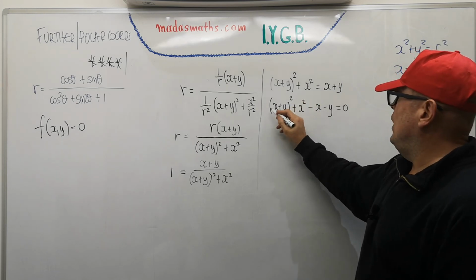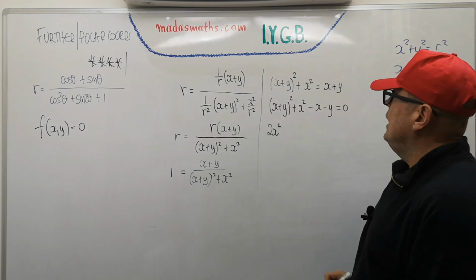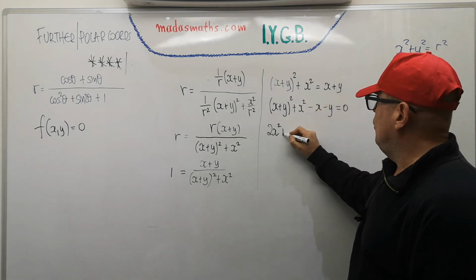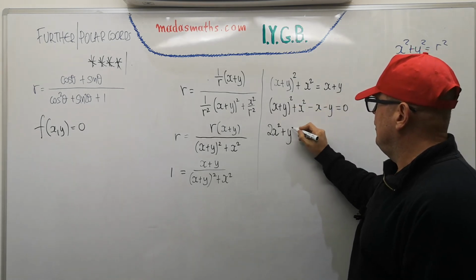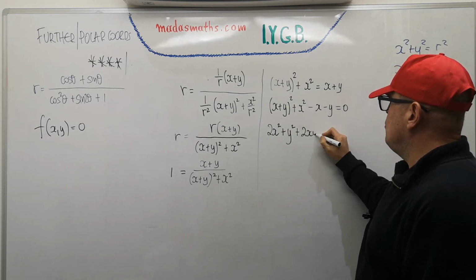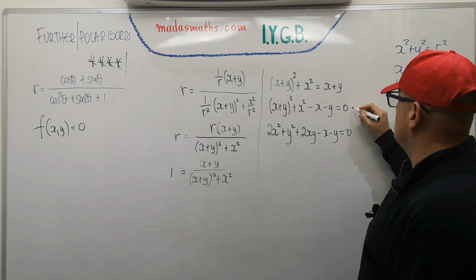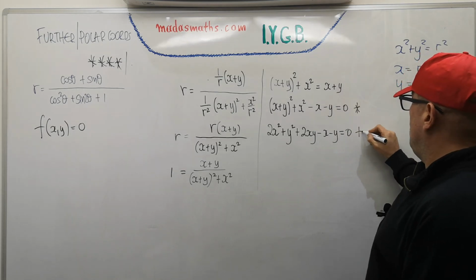If you want, you can actually expand this bracket. We're going to get an x squared from here. With this x squared, it's going to give us 2x squared. We're going to get a y squared as well from this squaring. We're going to get a cross term. So we're going to get a 2xy, and then of course minus x minus y. It hardly makes a difference whether you have this line here or this line here.